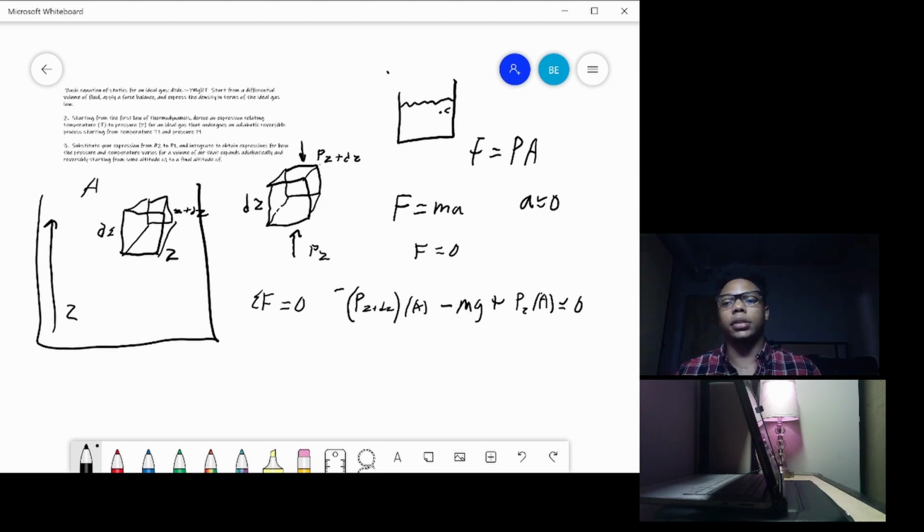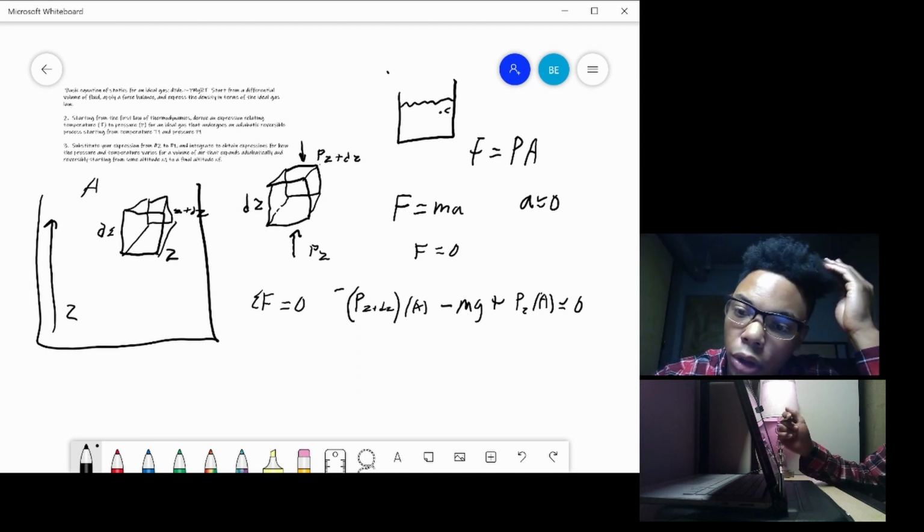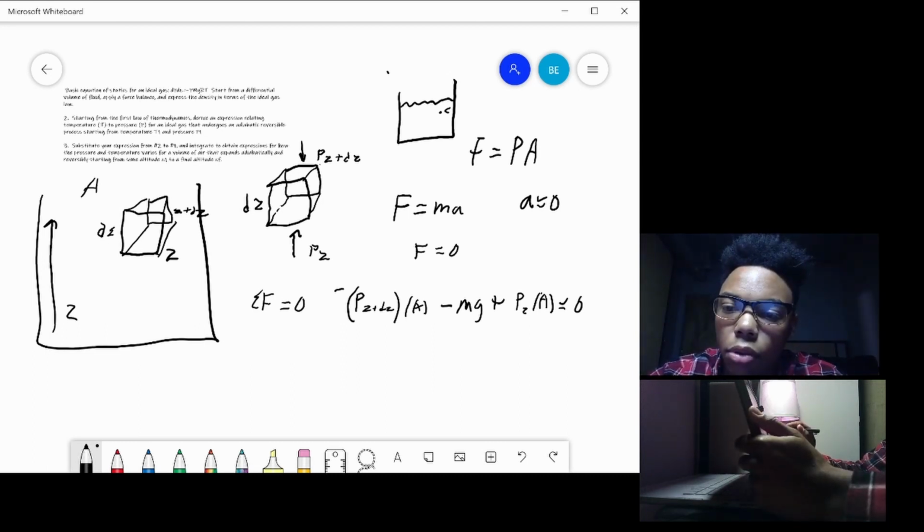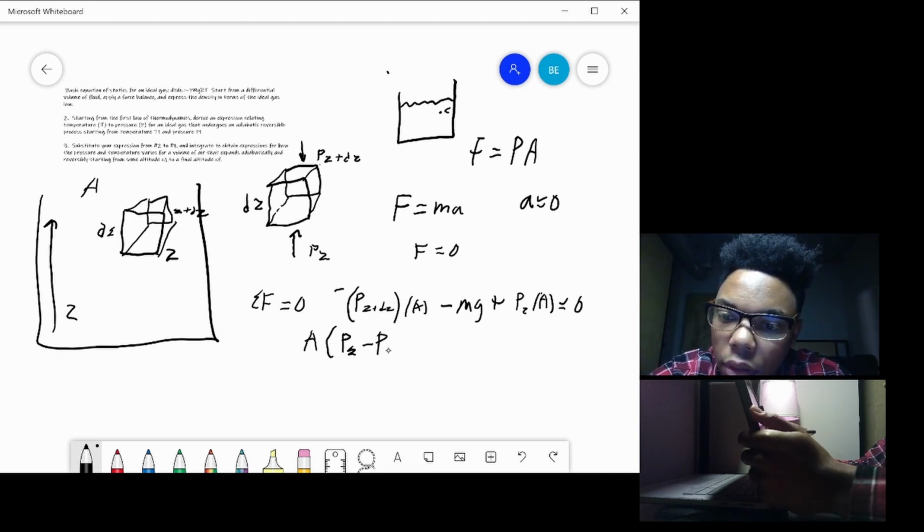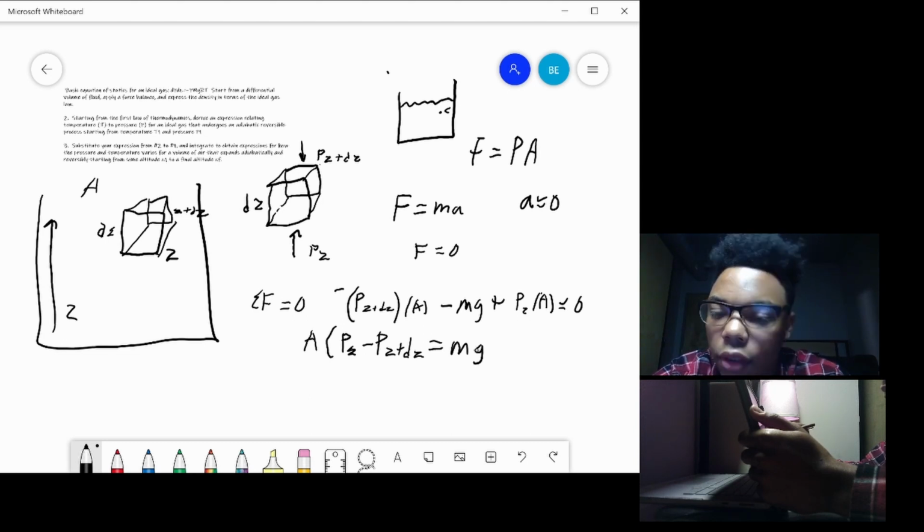So what we can do next is move values around and try to figure out what our P of z and dz are going to equal and how we're going to use our cross-sectional area. So what we're going to do first is take out like terms. Our cross-sectional area is going to be multiplied by P of z minus P of z plus dz equals mg.